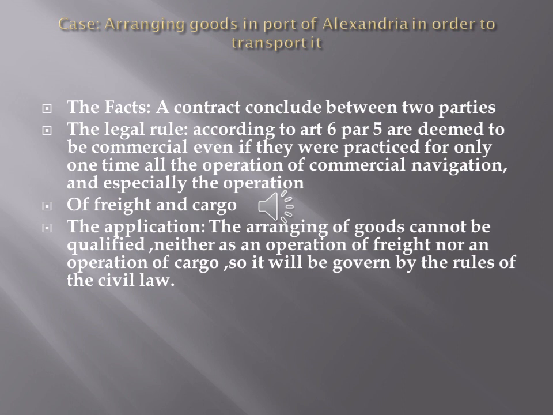Number two, the legal rule, we will mention that according to Article 6 all the operations of commercial navigation are deemed to be commercial, even if they were practiced for only one time, and especially the operation of freight and cargo. In the application, we will mention that the arranging of goods in port cannot be qualified as an operation of freight, neither as an operation of cargo, so it will be out of the domain of application of the Egyptian commercial law, and it will be ruled by the Egyptian civil law as a rule.